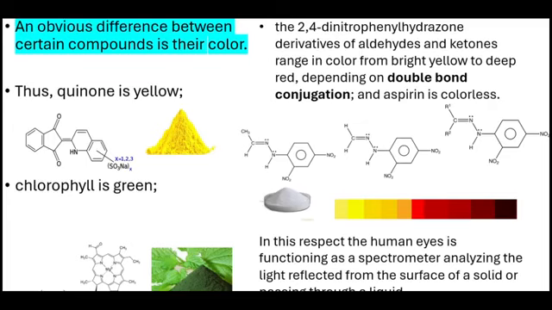An obvious difference between certain compounds is their color. You will agree with me that different compounds have different colors depending on their conjugated bonds. Thus, quinone is yellow, chlorophyll is green, and 2,4-dinitrophenylhydrazone derivatives of aldehydes and ketones range from yellow to deep red, depending on double bond conjugation, and aspirin is said to be colorless.